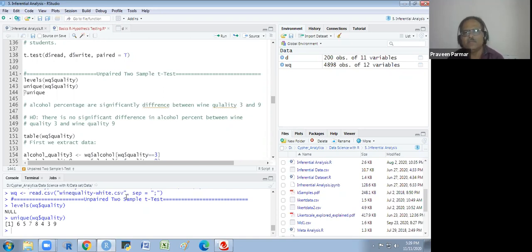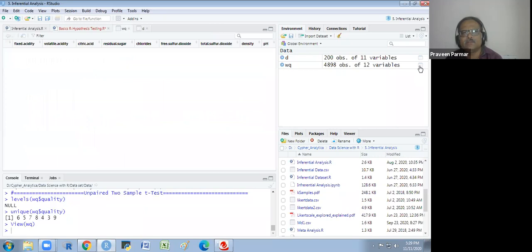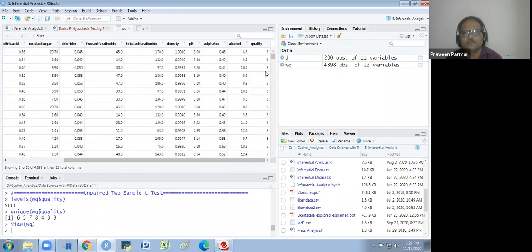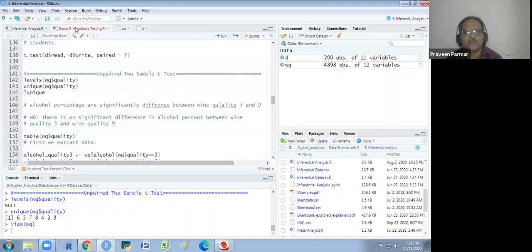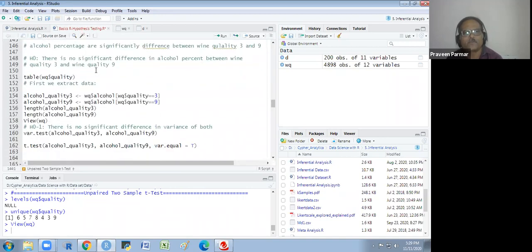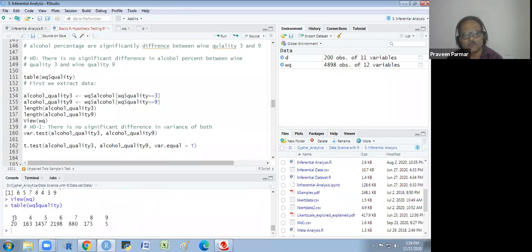And we know that wine quality 3 and 9 are still in only one column. You will see this is one column where all qualities are given, so we have to separate this first. I will show you the wine quality table first. For quality 3, we have only 20 observations. For 4 we have 163, for 5 we have 1457, for 6 we have 2198, for 7 we have 880, for 8 we have 175, and for 9 we have only 5. Does that make sense to everyone?